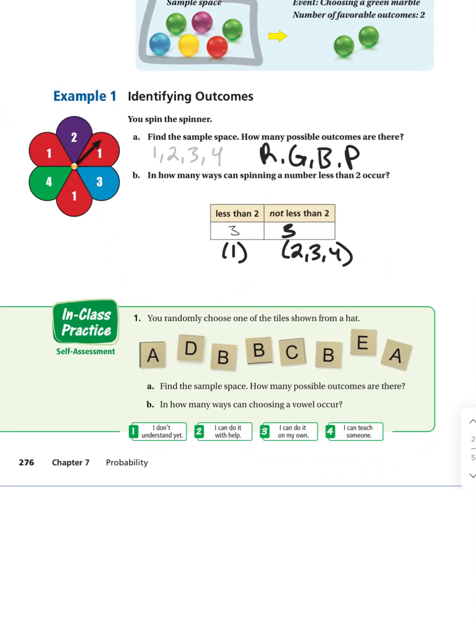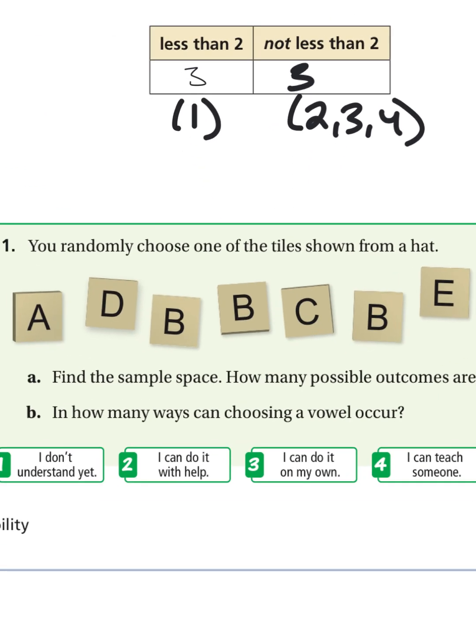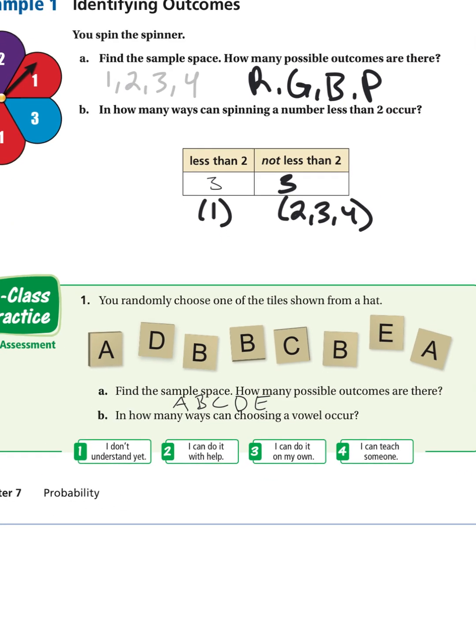All right, so you randomly choose one of the tiles shown from a hat. Find the sample space. So the sample space is literally these letters. So we would write A, B, C, D, E. How many possible outcomes are there? 5. How many ways can choosing a vowel occur? Well, there's 1, 2, 3 vowels.